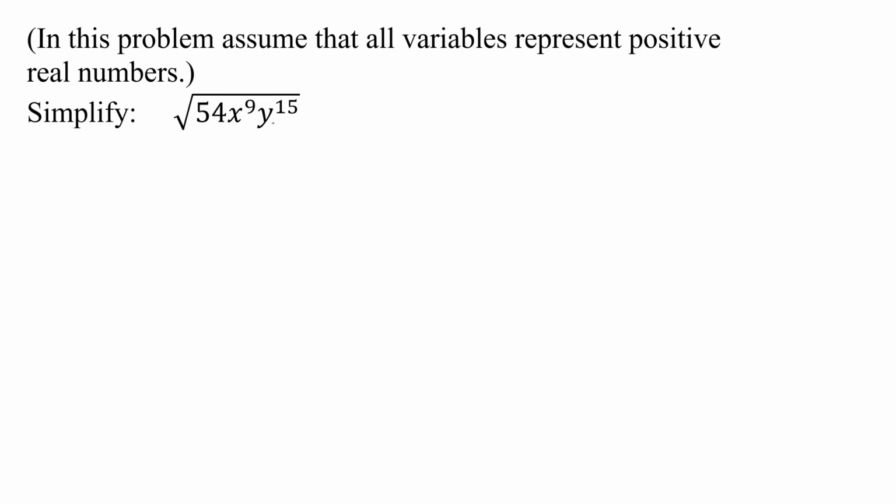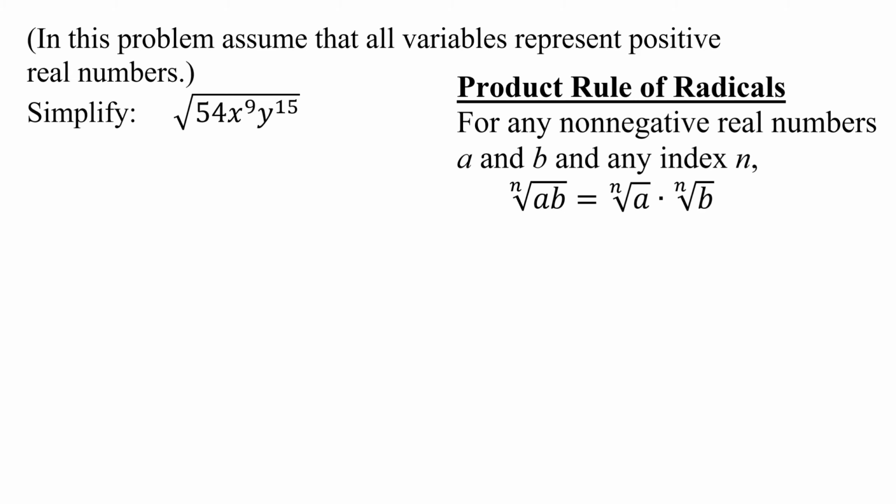So I'm going to have to use the product rule for radicals that I've shown here, that basically says if you have the nth root of a times b, it equals the nth root of a times the nth root of b. Well, in our case, it's a square root, so n is 2. Remember, when there's no index showing, the index is a 2. So I'm just going to have the square root of a times b is equal to the square root of a times the square root of b.